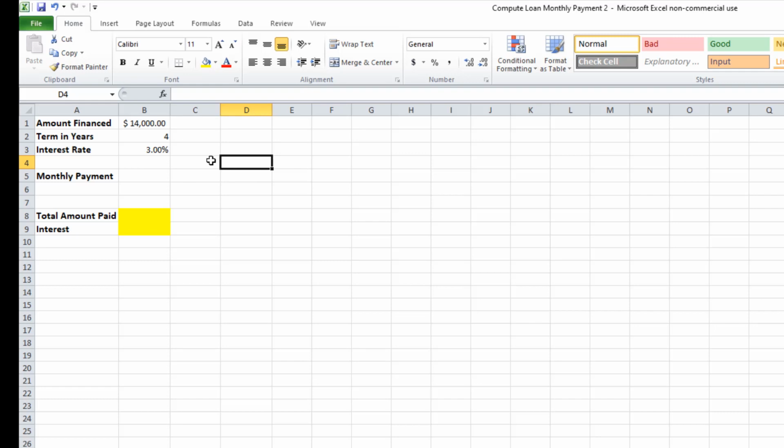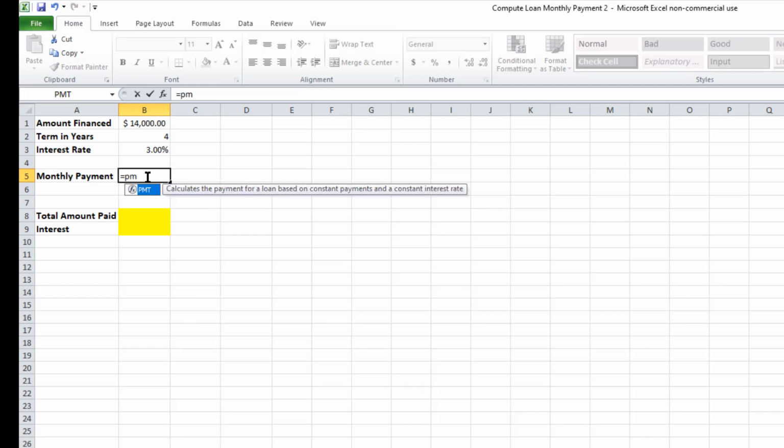Okay, so now I want the monthly payment. So I click on this cell right here, monthly payment, and whenever you're going to enter a formula, you need an equals. So equals, and if you know the formula, you can go ahead and type it. For example, finding the payment in Excel, it's named PMT, and then it gives you a description: calculates the payment for a loan based on a constant payment and a constant interest rate. Put parentheses and you can fill it in.